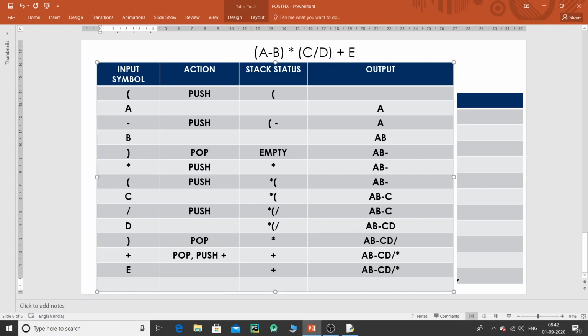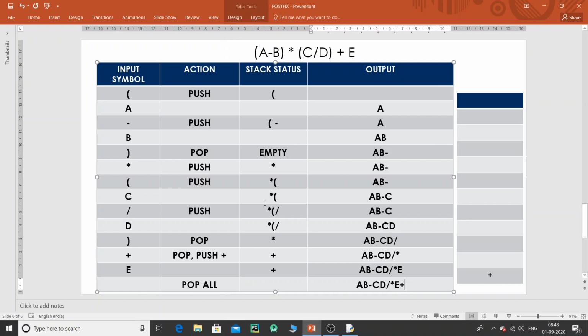Now there is nothing left, and there was a plus operator, by the way. So now there is nothing left, so we're just going to empty everything from the stack and write it to the output expression. So I'm going to pop all and write it over here: AB minus CD division, then the multiplication, and then the plus. Oh, I forgot to write E. That was E over here, isn't it? So this is E and plus. And this is how the computer is going to perform the operation.